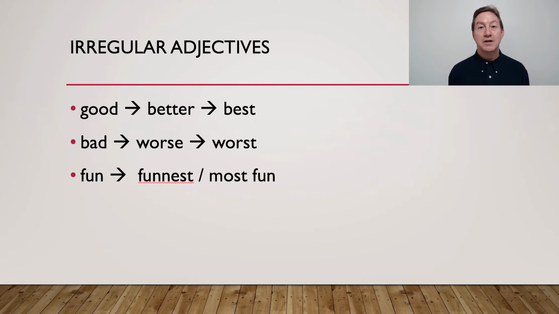And of course, there are some irregular adjectives, such as good. It changes completely to better and best. So the superlative form is best. Bad changes to comparative of worse and superlative of worst. So the worst grade that I got last time was on my listening test. And then fun, we can say funnest, but most of the time we'll say the most fun. Do you know some other irregular adjectives that don't follow the common rules?